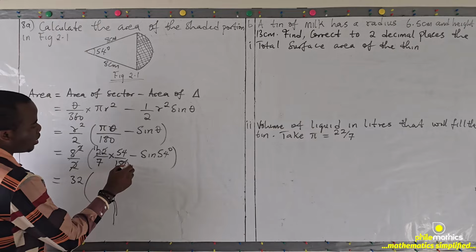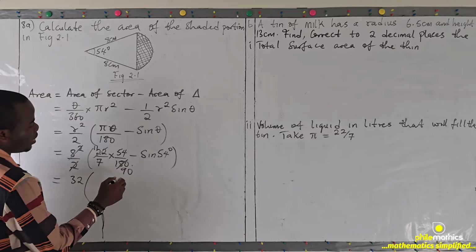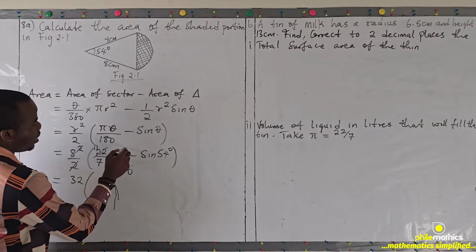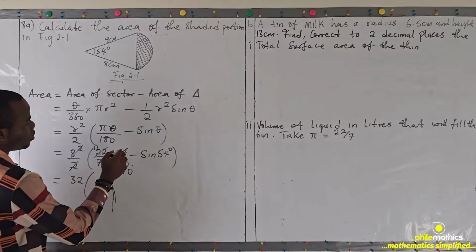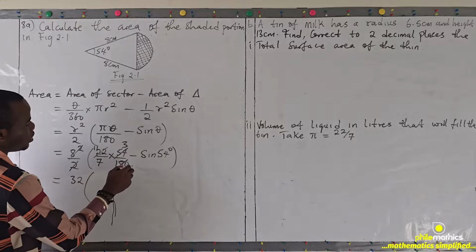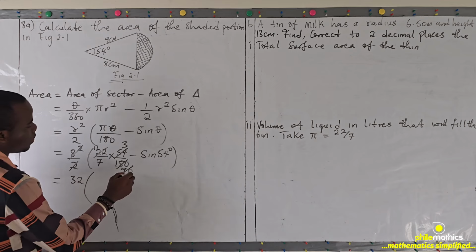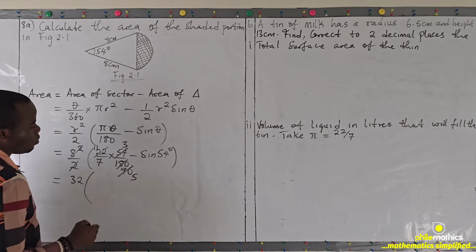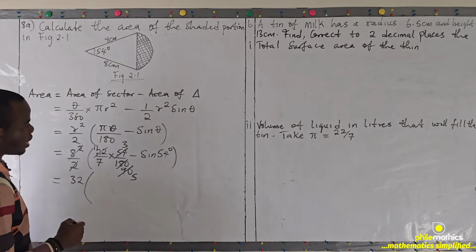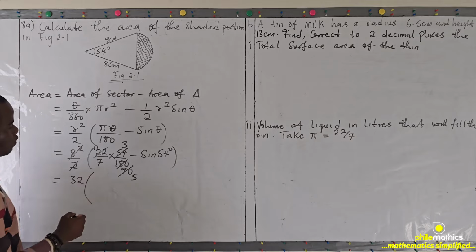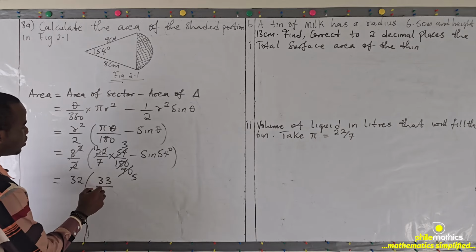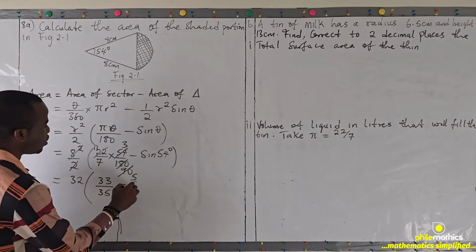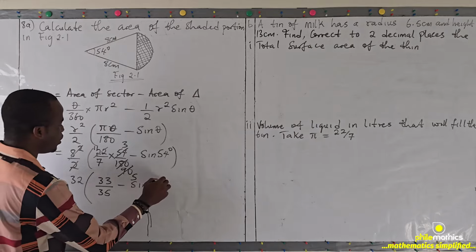9 can go here, or rather 18. 18 here is 3. 18 here is 5, because 18 times 5 is 90. So what we have left is 33 over 35 minus sine 54 degrees.